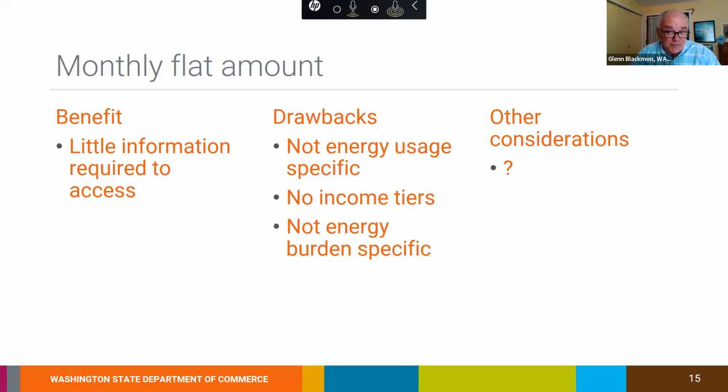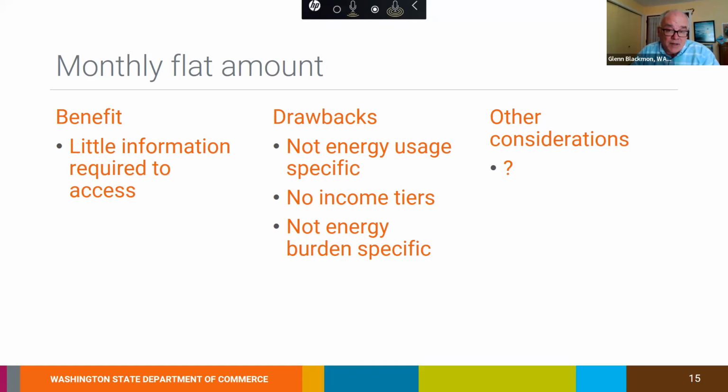So looking at that, there's a lot of things we wouldn't need to know about. We wouldn't need to find out what their actual energy costs are. We wouldn't need to know what their income is beyond the fact that they meet the definition of low income. We would just be providing the same amount every month, to every customer, regardless of any other details of their situation. So that's the benefit: not much information is required to provide that type of benefit.